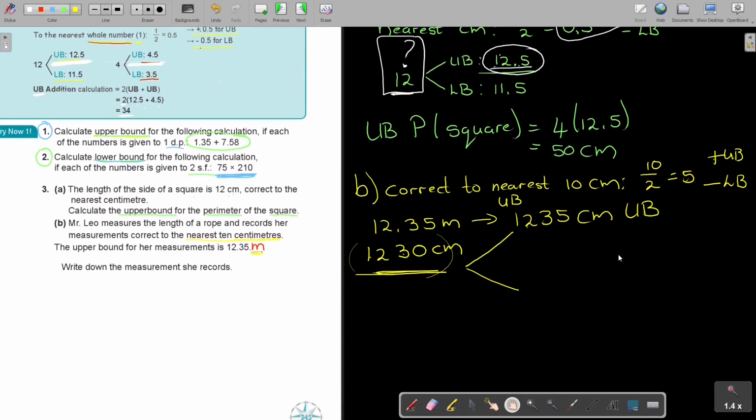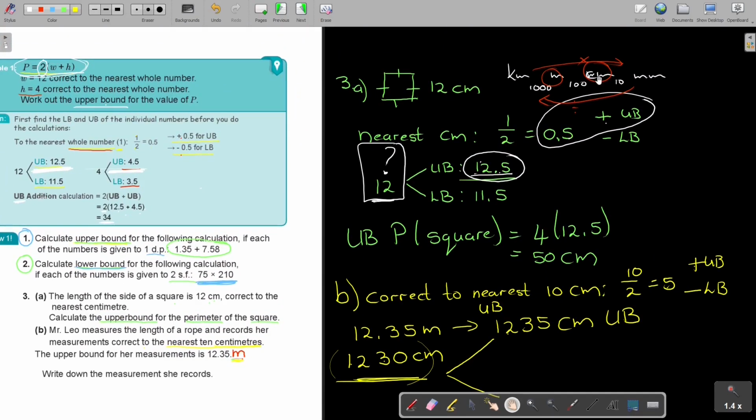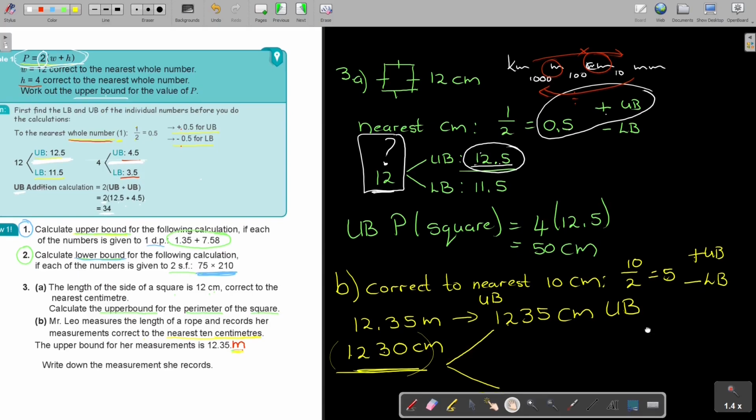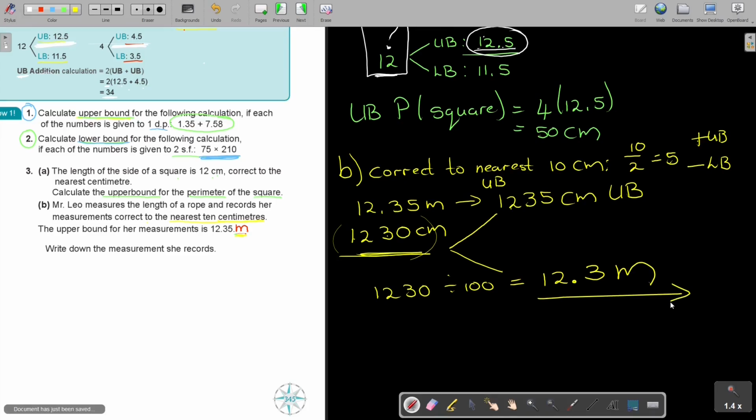But they want the answer in meters. So now I will just convert back from centimeters to meters, so I divide by 100. So I'm going to say 1230 divide 100, and I'm going to get 12.3 meter. That was the original number. This is for me a very good question. It's just something different I saw by going through a lot of international question papers, and looking at the latest trend. Okay.